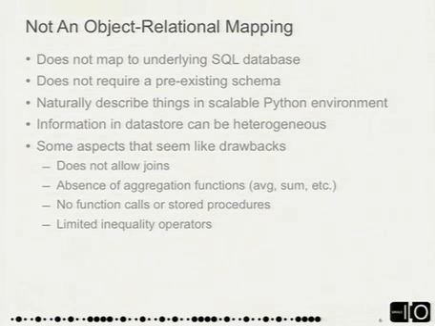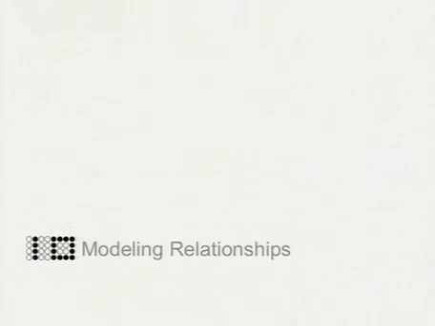We don't provide any kind of server-side function calls or stored procedures, and we have limited inequality operators. But we've done it that way because we needed to make sure that this data store scaled, and we think that this is a very good way to achieve it. So let's move on and start talking about one of the first things you need to define a data model.